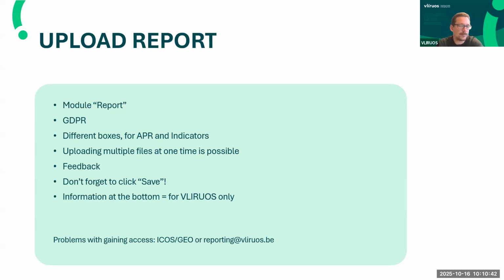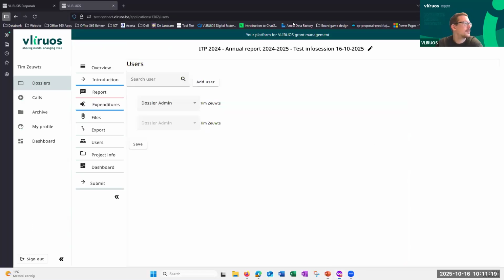There are different boxes, one for the APR, the annual progress report, one for the indicators. You can click on choose file and upload the file or files. There are multiple for IUC, for example, that would be the case. You can do that in one go, so you don't have to do it one by one. You can also give us some feedback. There's a box on the APR to give feedback. Don't forget to click save, of course, very important. And there is some information at the bottom about the declaration at the very end. That's for us only, so a read-only field anyway, so you can simply ignore it.